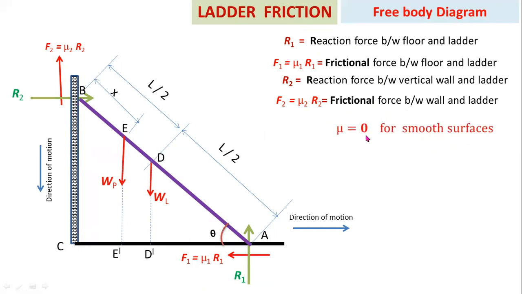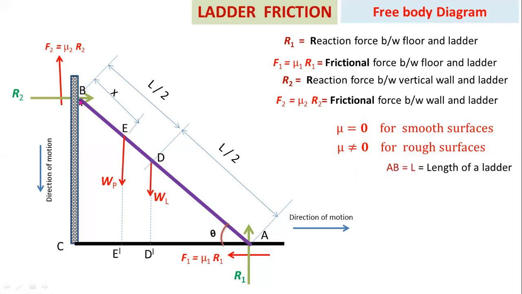Mu equal to 0 for smooth surfaces. For smooth surfaces, you have to consider 0 coefficient of friction. There is no friction between smooth surfaces. Mu not equal to 0 for rough surfaces. For rough surfaces, you have to consider the coefficient of friction. This is very important for solving the problems. We have to consider these 2 cases.